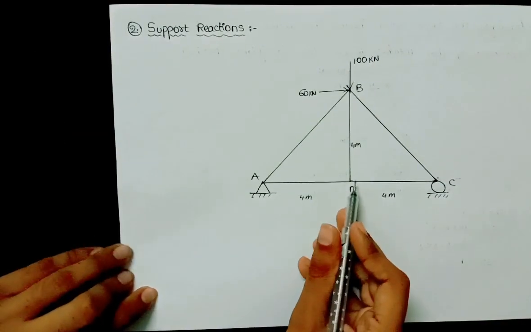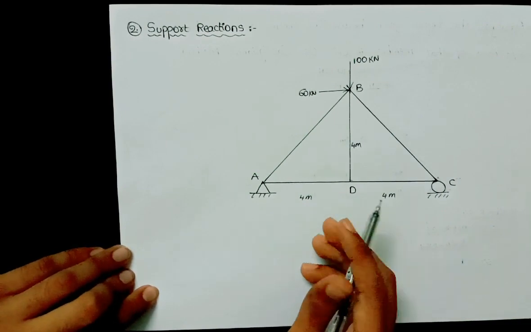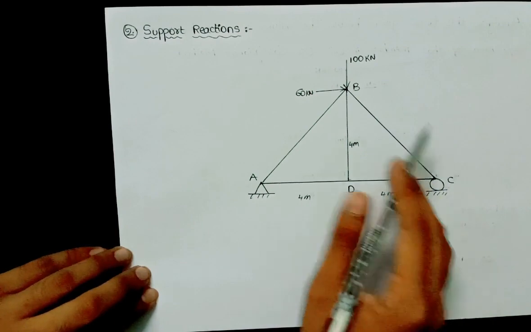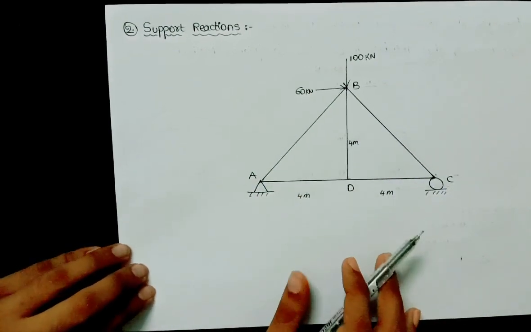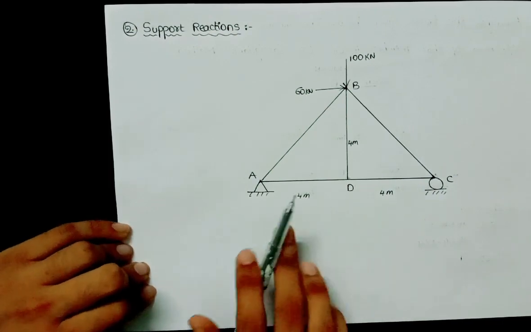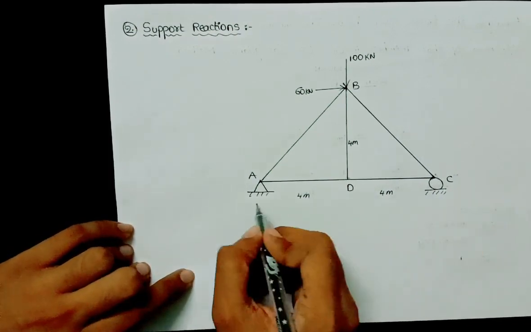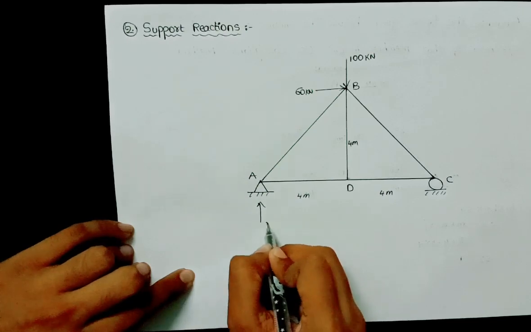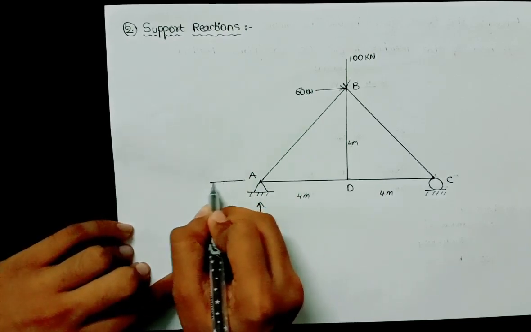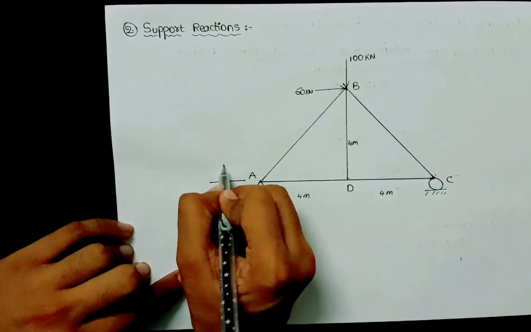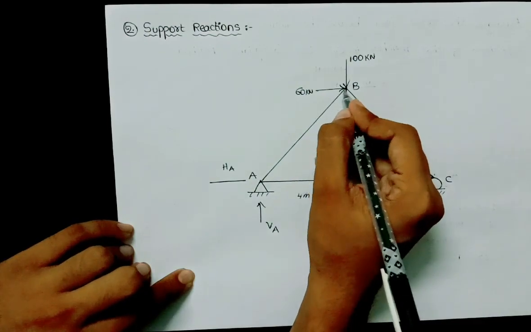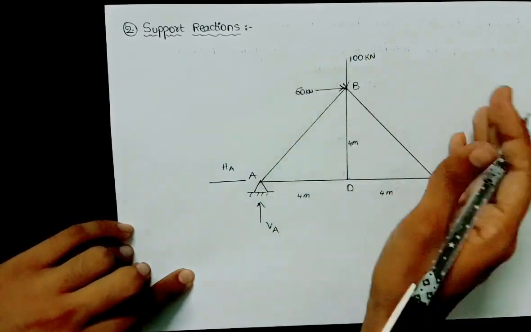This is the diagram I have drawn. I have redrawn the same truss by removing the support at D. Now this is a determinate truss, so we can analyze it by using the method of joints. But before performing the method of joints, we should calculate the support reactions. There will be a vertical reaction at A known as VA, and a horizontal reaction at A known as HA. This horizontal load is 60 kilonewton towards the right.